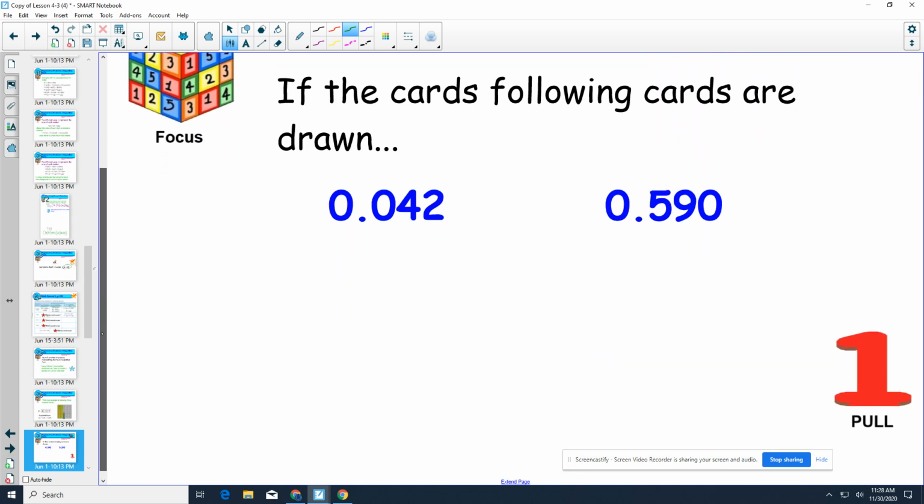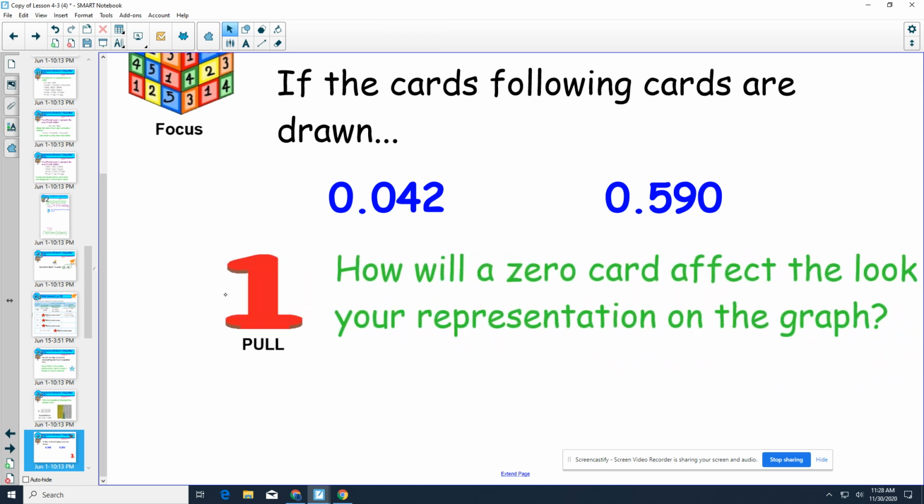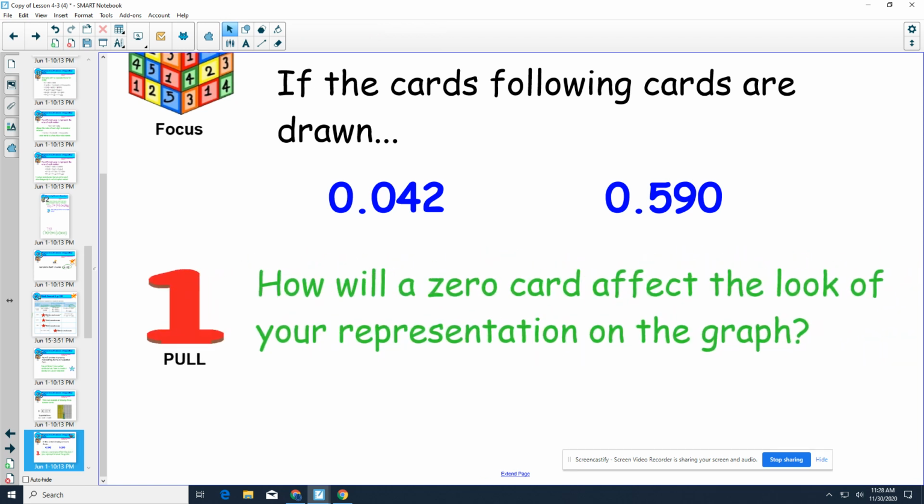So if the following cards are drawn, how would you write those in expanded form? So how will a 0 card affect the look of your representation on the graph? Okay, so think about these zeros here. Is this going to make it smaller or larger? Well, if I look at this one, 42/100ths, or sorry, 42 thousandths, and there's a 0 in the tenths place, is that going to make a difference? What do you think that might do to your graph?